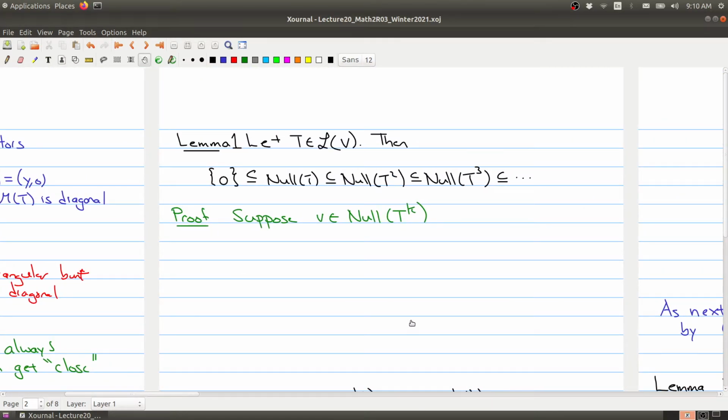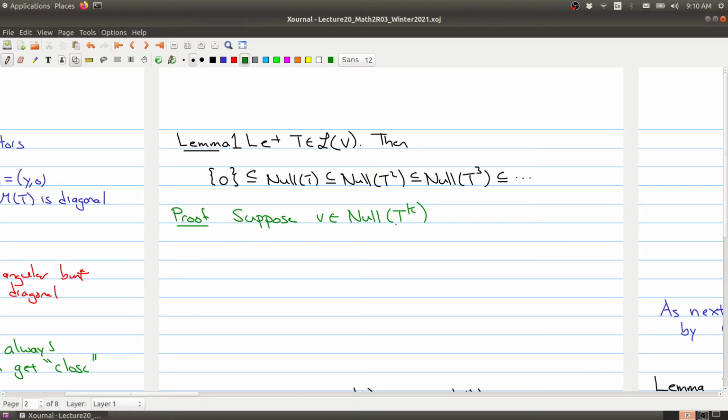So the first lemma is that regardless of which linear operator you take, you're getting a chain of subspaces. You have the zero space contained in the null space of T, and that's contained in the null space of T squared, and that's contained in the null space of T cubed, and so on. So you have this ascending chain of subspaces. And the proof is pretty straightforward.